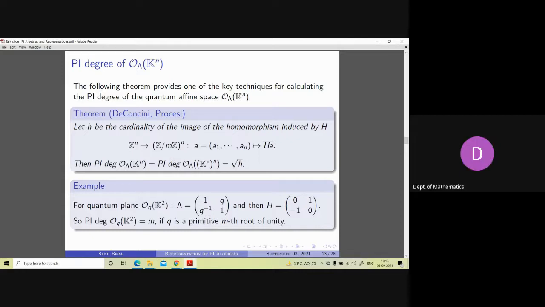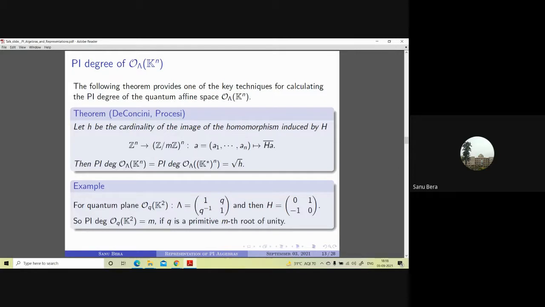So when you are going from quantum affine space to quantum torus, you are localizing at central elements, right? Yes. Then how can you say that the PI degree will remain the same? The PI degree of quantum affine space and quantum torus is the same because of Posner's theory.